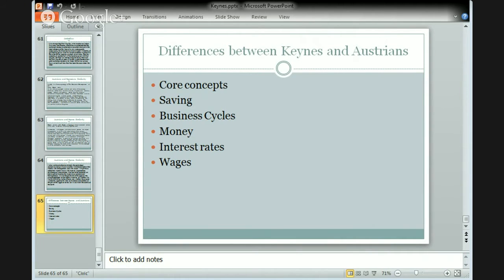Now, for Keynes, the business cycle is mostly about expectations, where he says that the business cycle occurs because people have more animal instincts or less animal instincts. They're very optimistic and they take risky ventures, and that results in a bust.